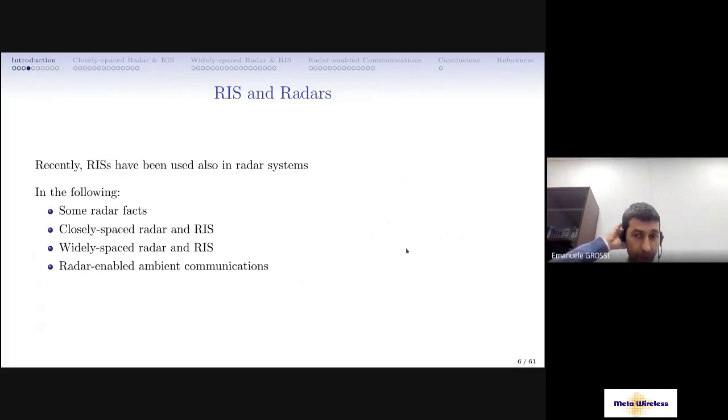More recently, researchers have started investigating also the benefits that RIS can provide in radar systems. And this talk aims to present some of the recent advances in this context. So in the following, I will first show the advantages of using RIS to improve the performance of radar systems when the radar and the RIS are closely separated and when they are widely separated. And then we will show how an RIS can be effectively exploited in ambient scatter communications, where the ambient signal is the one emitted by radar. But before proceeding, I will spend a few more slides to recall some basic facts and principles of radar, just to be more familiar with this field.